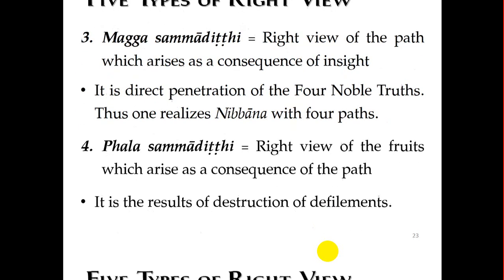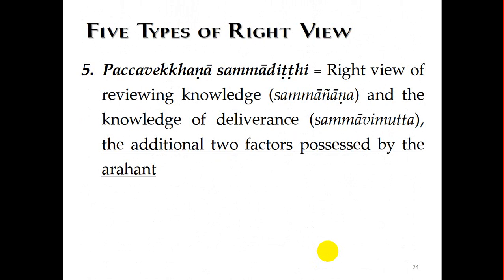The last one, when you become Sotapanna, Sakadagami, Arahant, then you have right view, right knowledge, and also knowledge of deliverance. So these are five types of right views according to the commentaries. But tomorrow I will explain according to the sutras. Not tomorrow, sorry, next week, according to the Samadhi Sutta. I think according to the Sutta is much, much clearer, right?